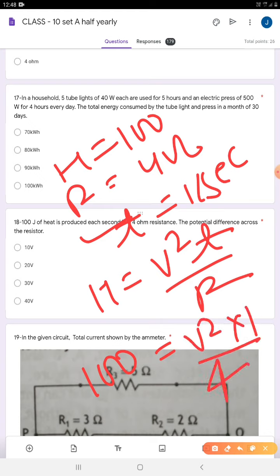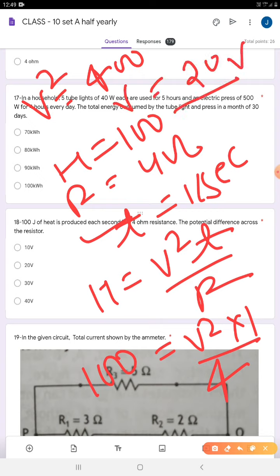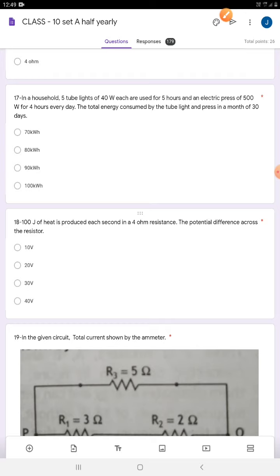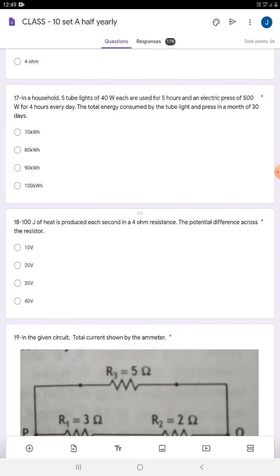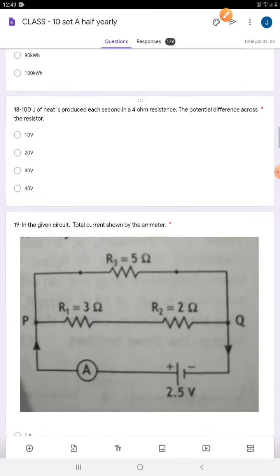Okay, then we will get V square equal to 100 into 4, which is 400. So we can find out V equal to 20 volt. It should be our answer. So V equal to 20 volt. As we know, we should know only the formula for it. H equal to V square T upon R. Okay, then we will put all the values and we are getting our answer. Answer is 20 volt. Okay, 20 volt. Now move to the next question.